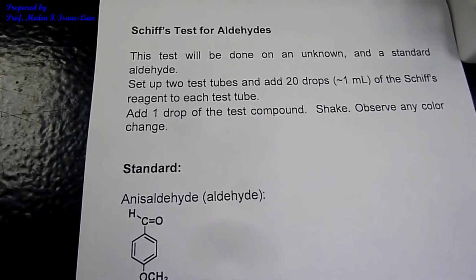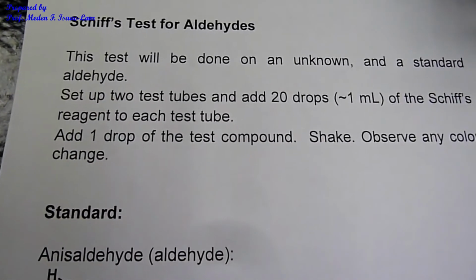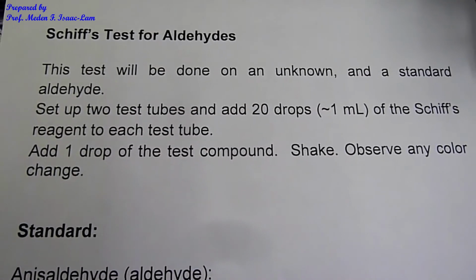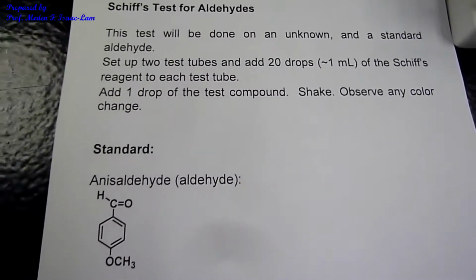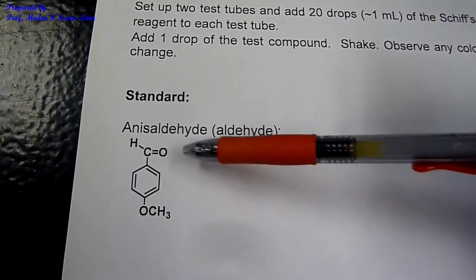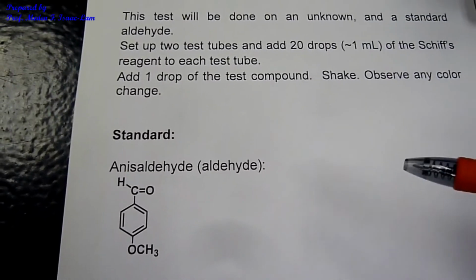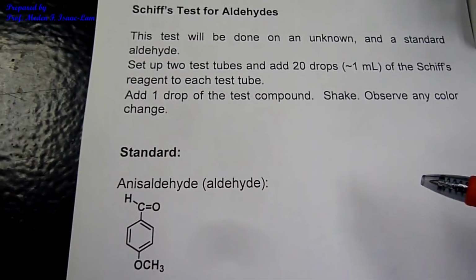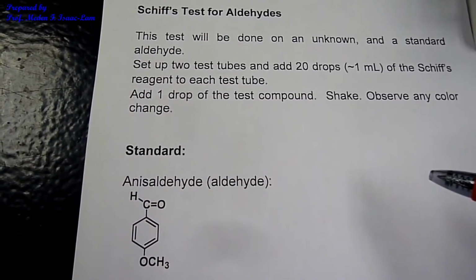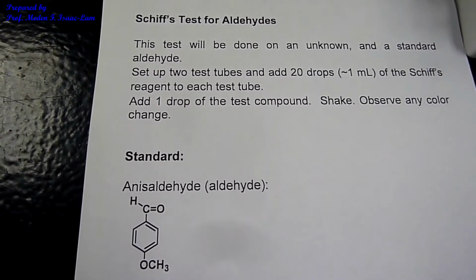This is the Schiff's test for aldehydes. So it's testing for the presence of a functional group, which is the aldehyde. It will be done on the unknown and also the standard aldehyde, which is shown at the bottom, the structure, and it's anisaldehyde. So we have the aldehyde functional group attached to the benzene. We're going to set up several test tubes for each of the unknown, and then we're going to add 20 drops of the Schiff's reagent, and then add 1 drop of the test compound or the unknown, and then observe any color change.